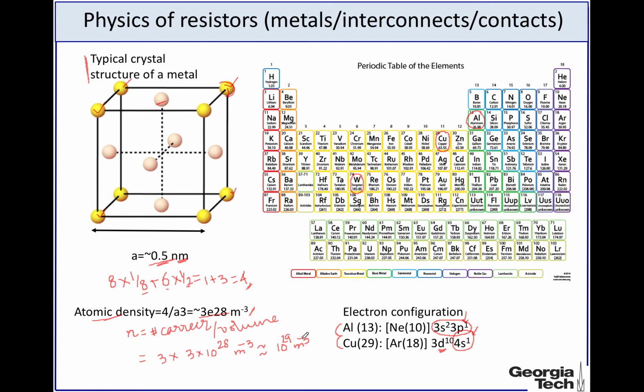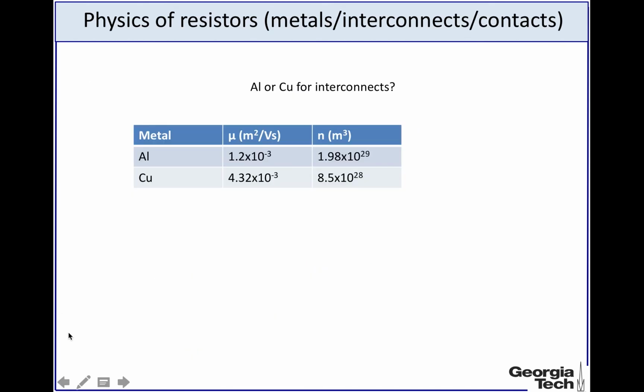So let's look at some example numbers. In aluminum you have around 2 into 10 power 29 carriers per meter cube, and in the case of copper you have around 8.5 multiplied by 10 power 28 per meter cube of carrier density. Now this is an interesting question. Which material, aluminum or copper, would you prefer to use as interconnects?